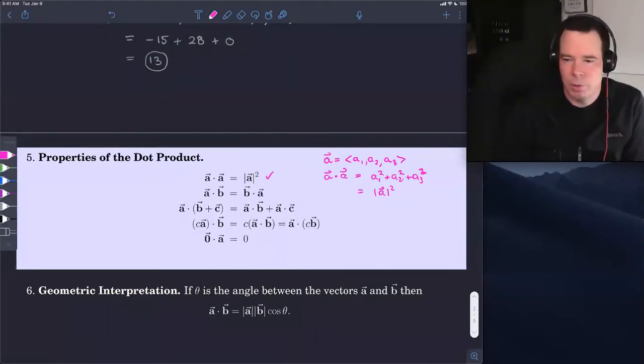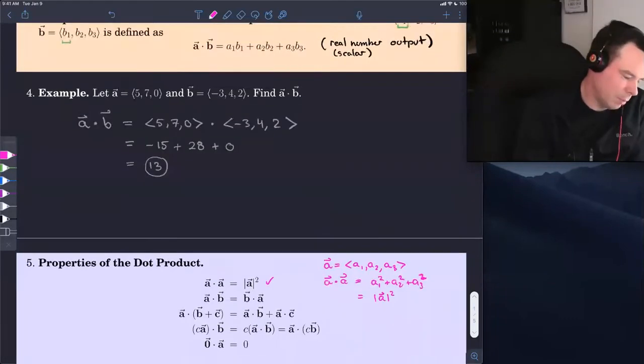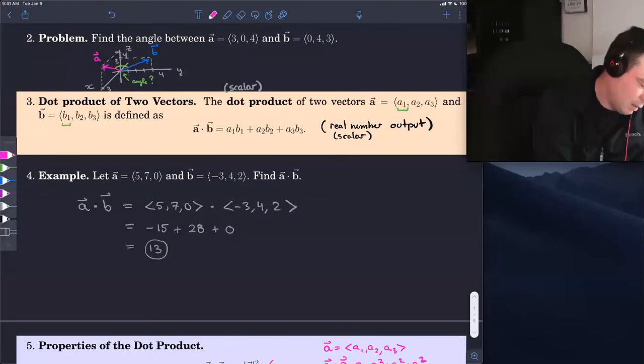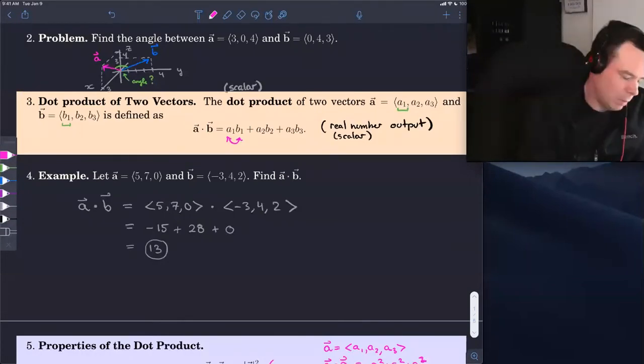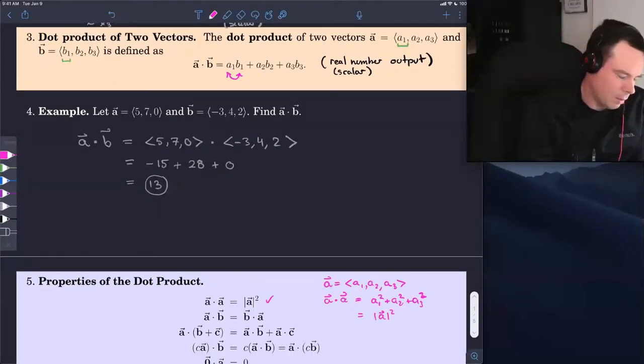The second property of the dot product says it doesn't matter which order you dot 2 vectors. You can take A and dot it with B, or you could take B and dot it with A. Either way works. It's commutative. Order doesn't matter. And that's because of the underlying multiplication that you do, if I scroll back up to the definition of the dot product: it doesn't matter which order you multiply 2 real numbers in. If you take A1 times B1, or if you do B1 times A1, the answer is still the same. So because multiplication is commutative, the dot product is commutative.